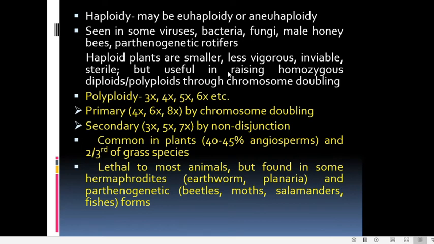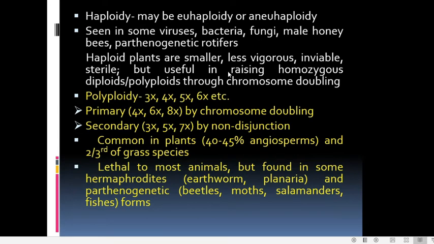Then there are some rotifers which are also parthenogenetic, they also show haploidy. And coming to the haploid plants, haploidy is also seen in plants, but these plants will be smaller, less vigorous, inviable and sterile. But haploidy in plants is used for raising diploids or polyploids by the process called chromosome doubling. So, by using haploid plants we can develop diploids or polyploids. So, these are the different types of haploidy.